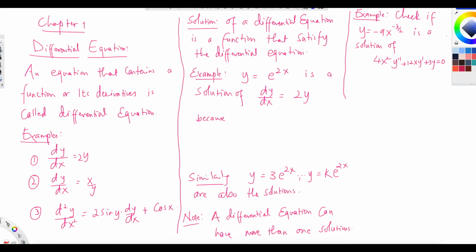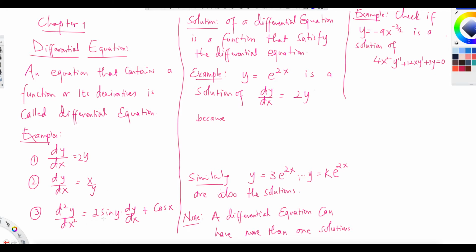So an equation that contains a function and its derivative is called a differential equation. So if you see an equation that has a derivative of a function, then that equation is called a differential equation. For example, this equation has dy over dx equals 2y. This is a differential equation. Another equation has dy over dx equals x over y.